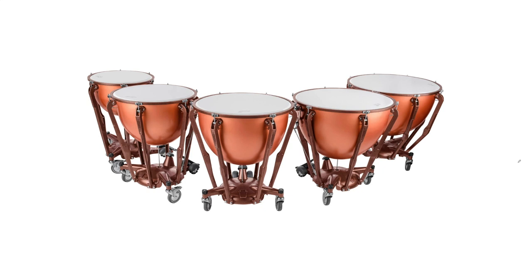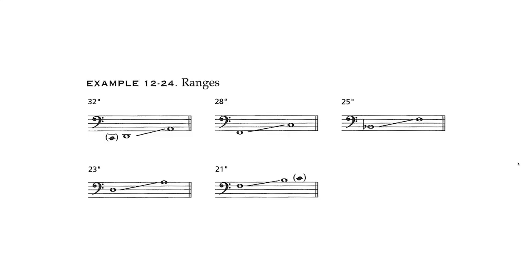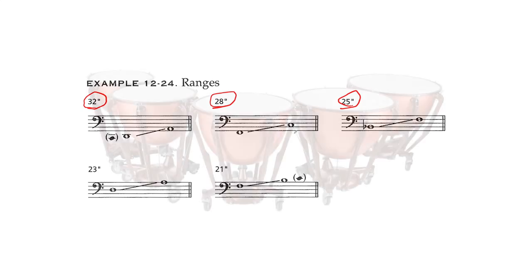Those are timpanis. They are the oldest members of the percussion section in the symphony orchestra. And we have five different sizes. It is indicated by inch, 32 inch, 28 inch, 25 inch, etc. And each of them has a particular range. For example, a 28 inch timpani can be tuned between F2 and C3.